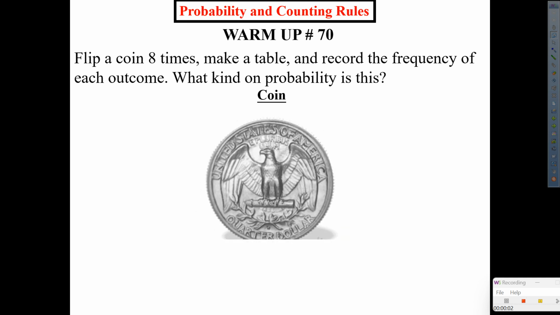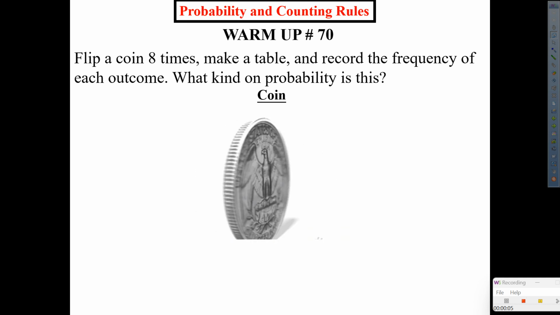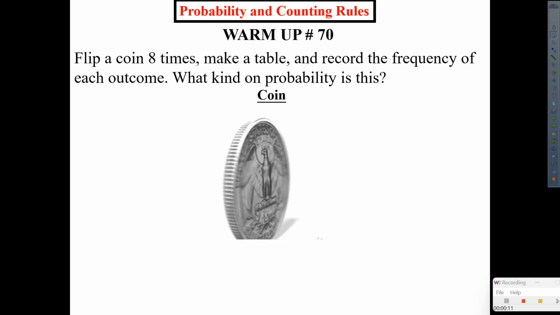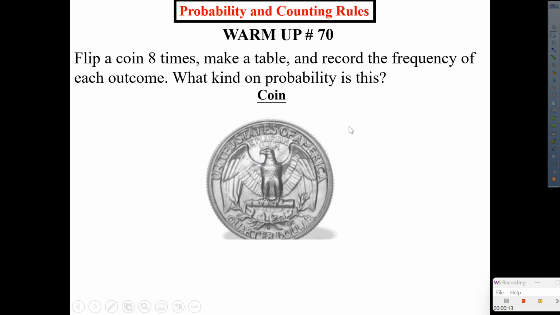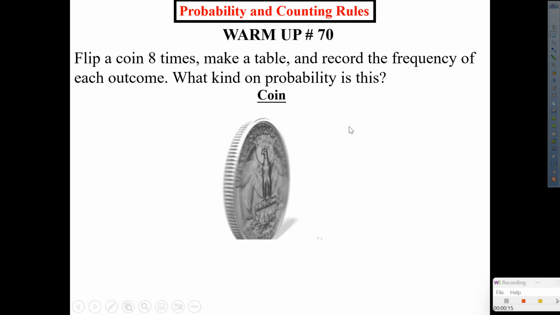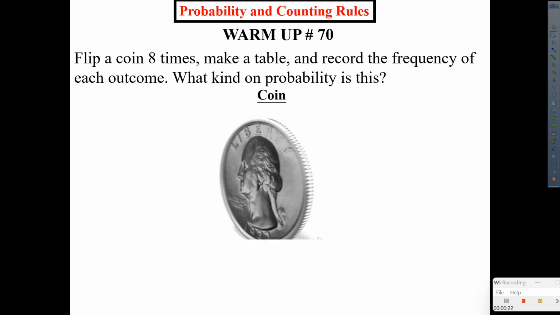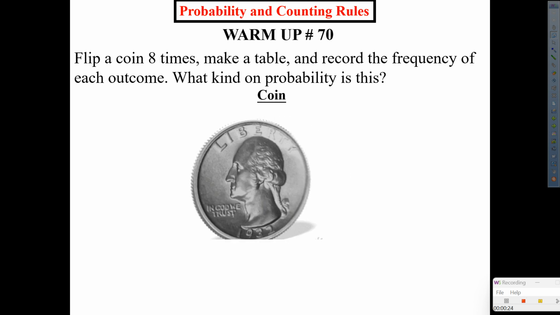All right, so warm-up number 70 was to flip a coin 8 times, make a table, record the frequency of each outcome, and what kind of probability is this? Everybody done? Yes? All right. So share with your neighbor, and I'll get somebody to get us started. See what you got.